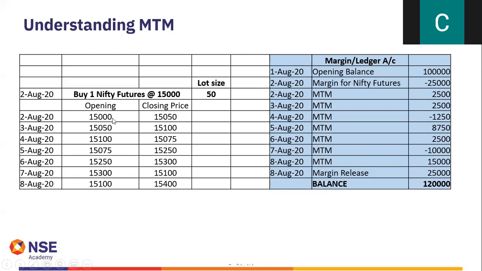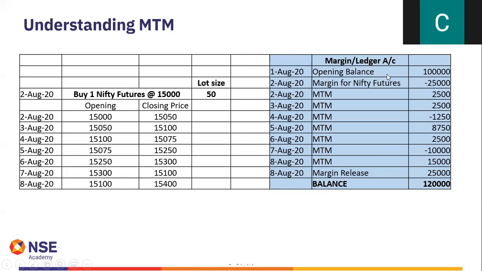Okay. Now going back to the MTM part. So my opening will be 15,000. I bought at 15,000. On 2nd August, the closing price is 15,050. So straight away, my profit is 50 rupees for that particular day.